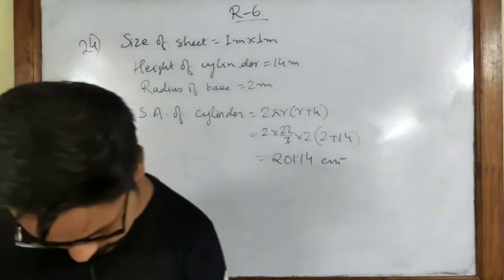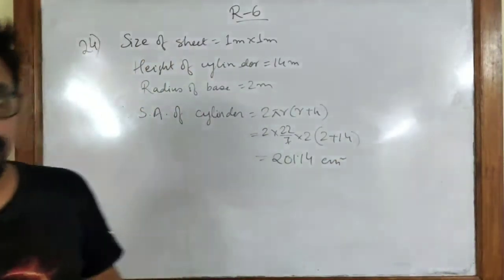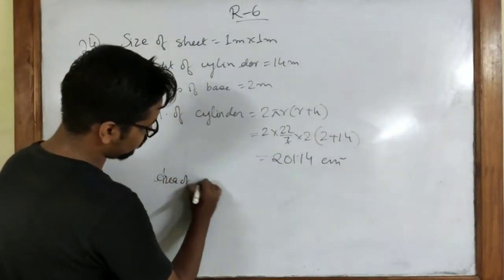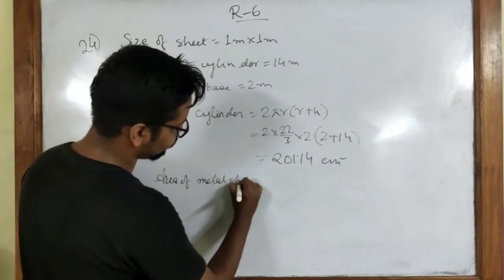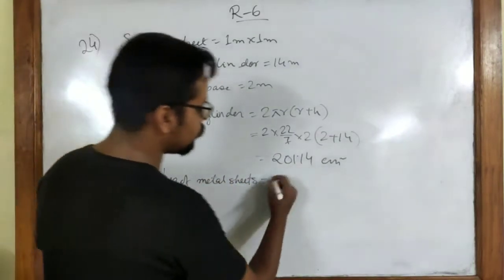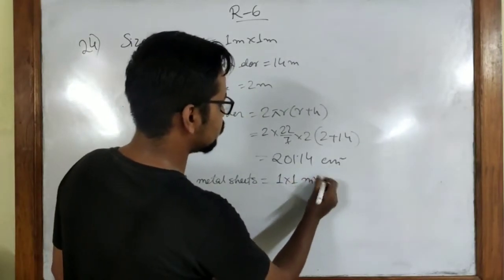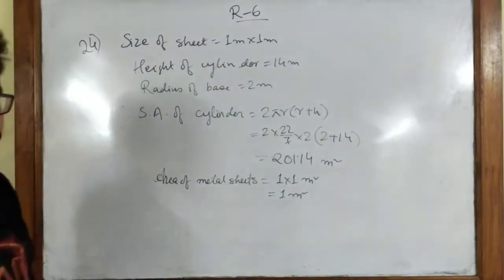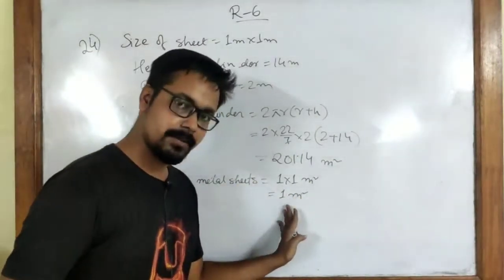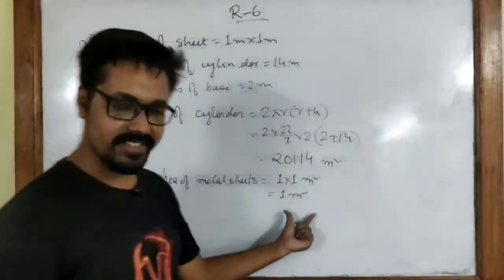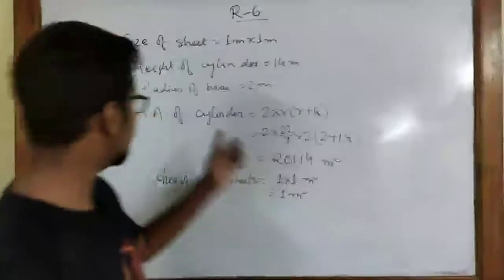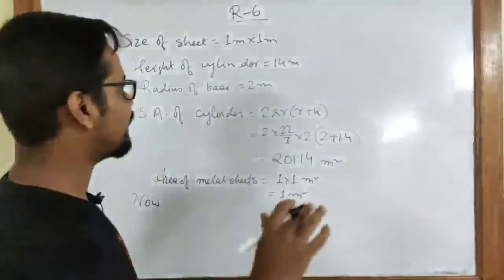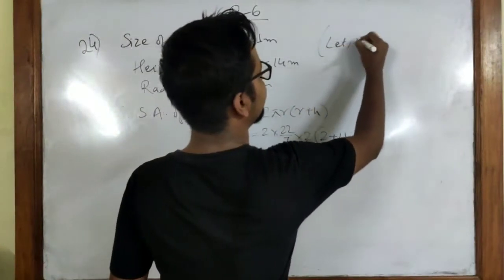Now we have been asked how many metal sheets we need. Okay, how many metal sheets? Now area of the metal sheets is equal to 1 into 1 meter square, so 1 into 1 means 1 meter square. Okay, so the number of metal sheets required into its surface area will be equal to the surface area of the cylinder. So now let the number of metal sheets required be x.